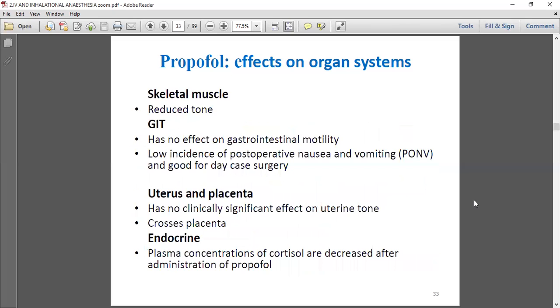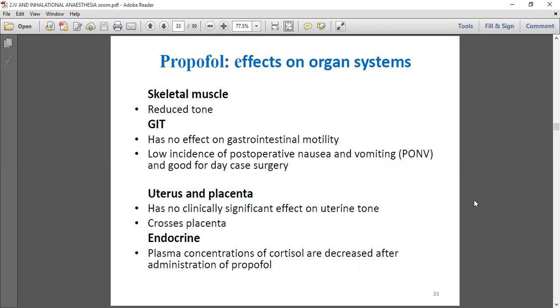Okay, so what are the effects on the respiratory system? Propofol will cause respiratory depression. Also, sodium thiopental doesn't cause hallucinations either, so you can give sodium thiopental too. In the skeletal muscle, it causes reduced tone. Sodium thiopental also causes reduced muscle tone.